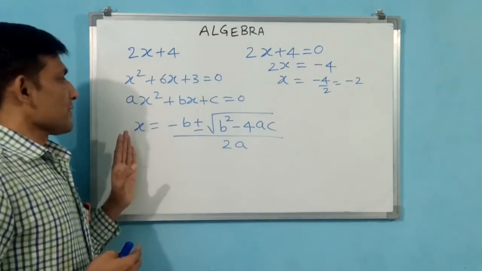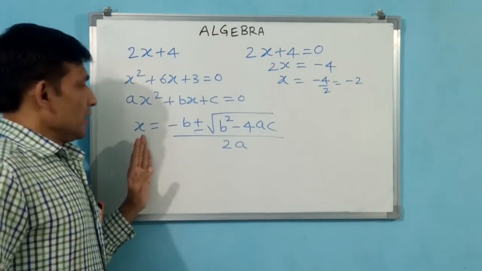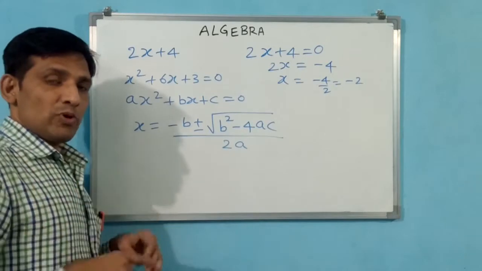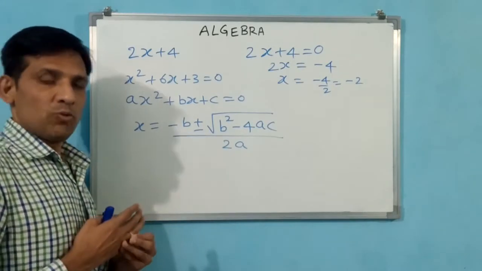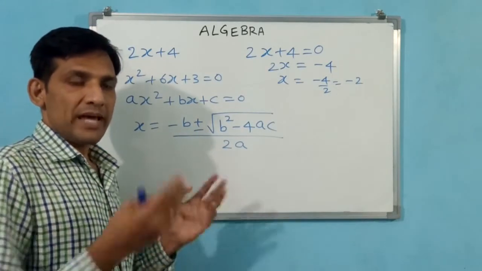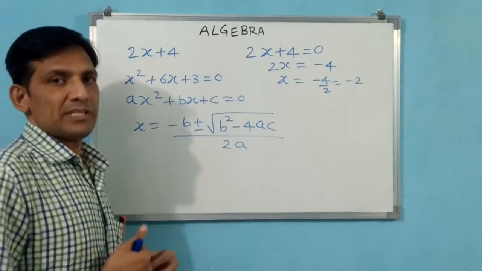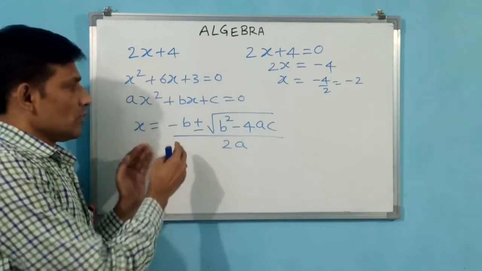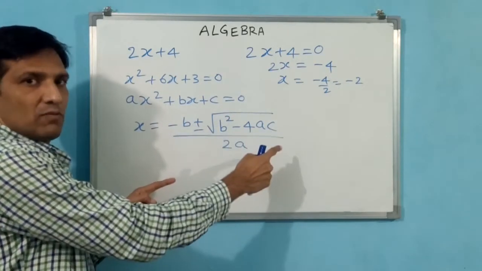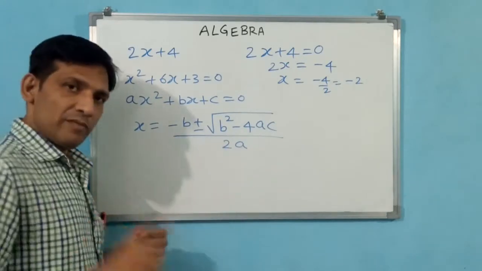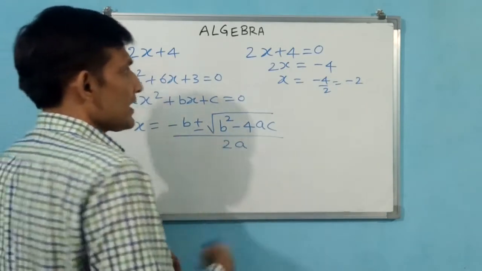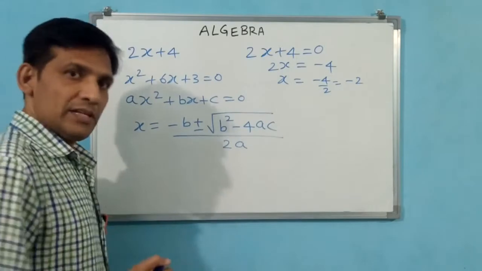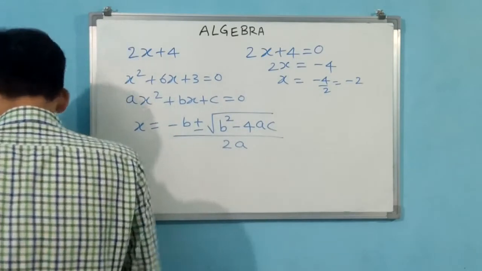Okay. See, x values are also going to be called roots. In a quadratic equation, the roots of the quadratic equation. X is equal to minus b plus, one value will come, minus b minus, one value will come. Okay. Let us take some equation, then we go for values.